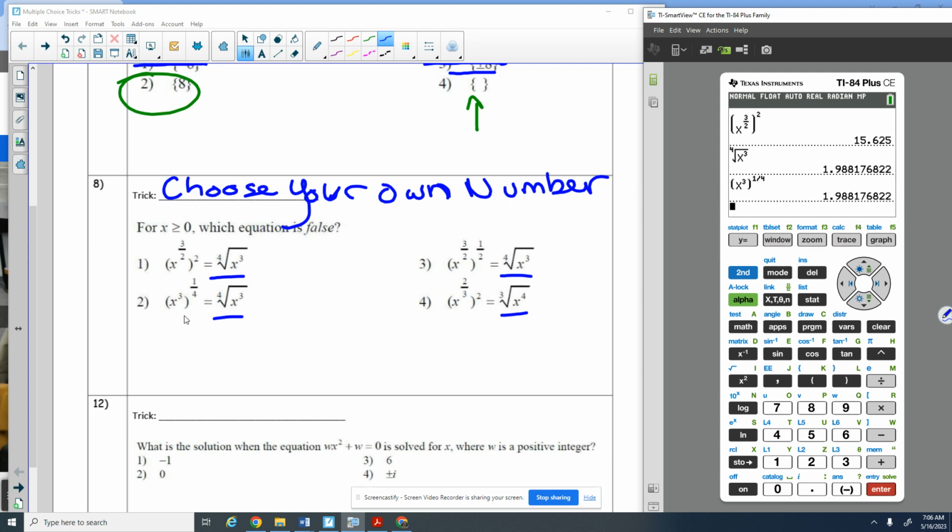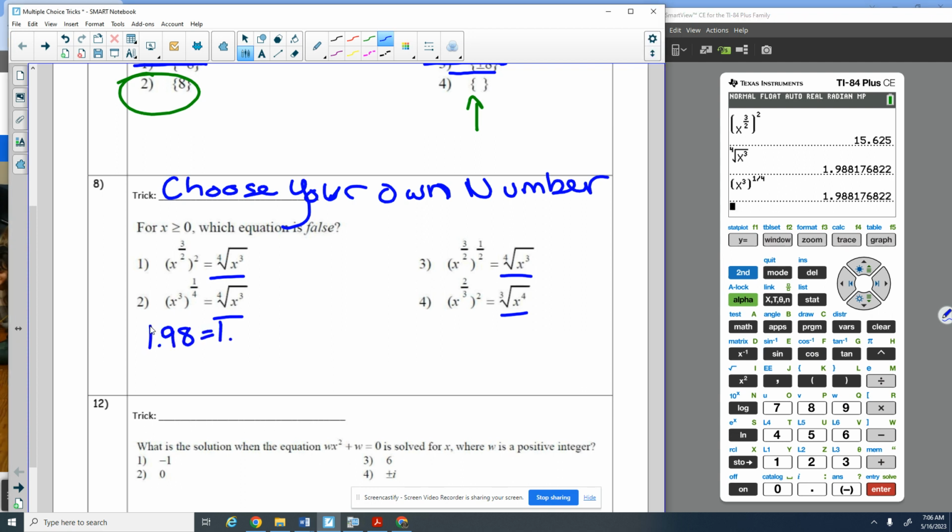So that side does equal 1.98, and we already know this side equals 1.98. So I have 1.98 equals 1.98. That works. I'm looking for the false one, so I'm not going to pick that one. This one I got 15.625 equals 1.98, and I guess it's technically 1.99 if we round, but we're just trying to check for equality, so that doesn't matter a whole lot. I think it's number 1. I'm going to check the other ones just to make sure.